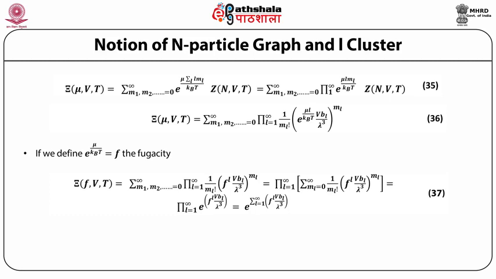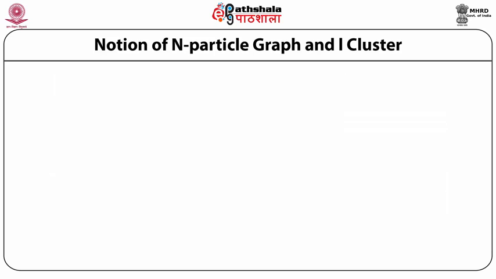The product over l equals 1 to infinity of 1 upon m_l factorial (f^l V b_l / λ³) raised to power m_l is equal to the product over l of the summation over m_l from 0 to infinity of 1 upon m_l factorial (f^l V b_l / λ³) raised to power m_l, equal to the product over l of e^{f^l V b_l / λ³}, equal to e^{summation over l of f^l V b_l / λ³}. Or the log of the grand partition function Xi(f,V,T) is equal to V upon λ³ times the summation over l from 1 to infinity of f^l b_l.